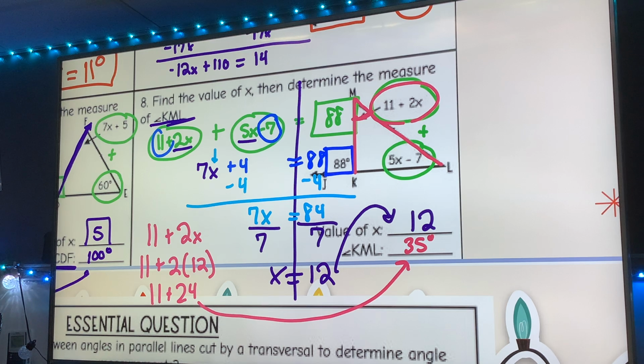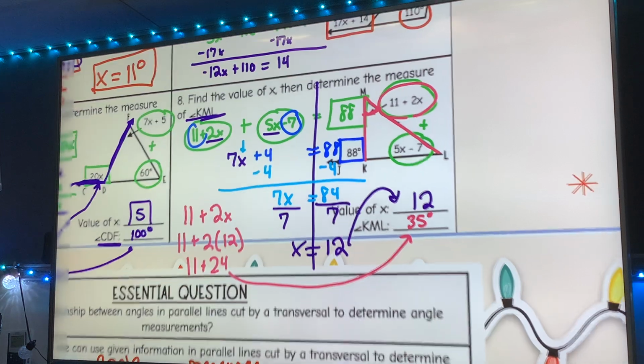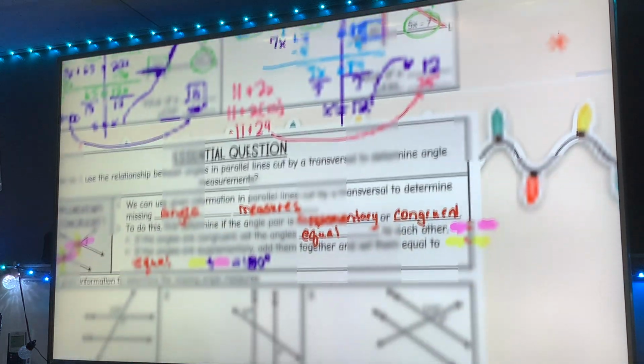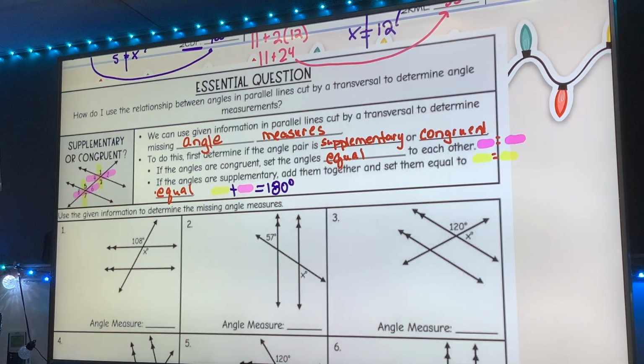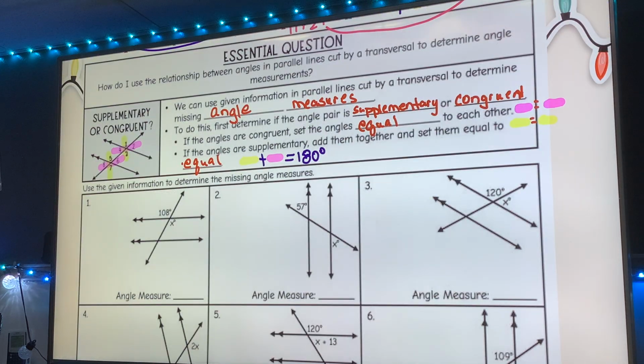Okay, so now we're going to transversals. That was exterior angles. Now we're going to transversals, and you'll want to use your highlighter on this section. So we can use given information and parallel lines cut by a transversal to determine angle measurements.